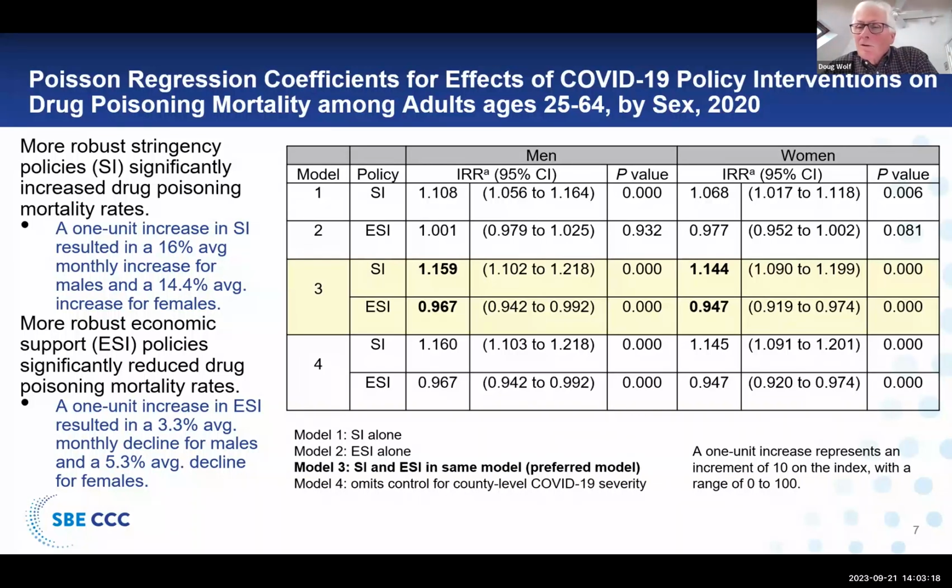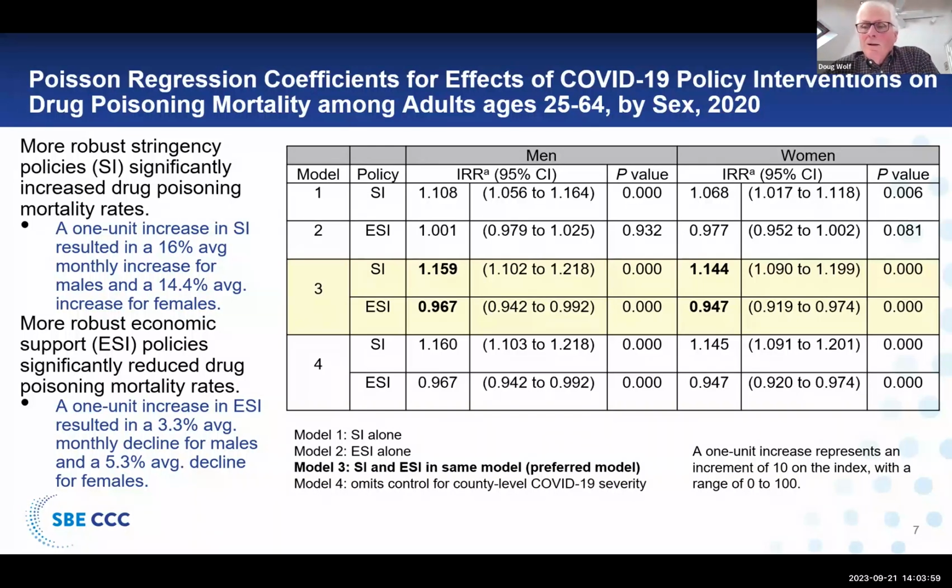This model 2, which looks at only the economic support intervention, we don't really see anything there. But when you put both indices in the same model, you see that the stringency index, the social activity restrictions, have a distinct positive association with drug overdose mortality. Whereas the economic support interventions have a countervailing effect of reducing drug overdose mortality.